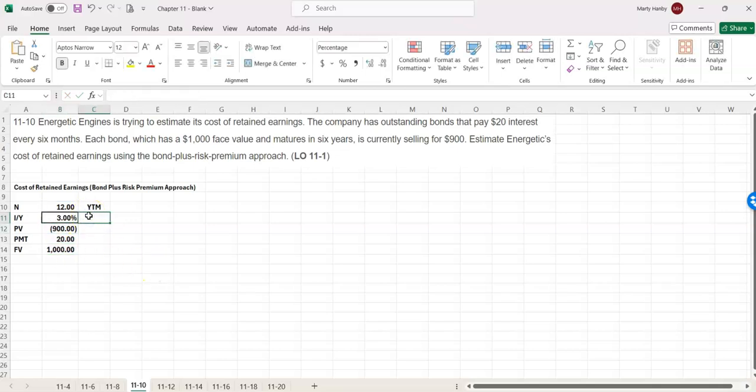So that's 3%. So we multiply that by 2 to get the yield to maturity. So 6.01%.